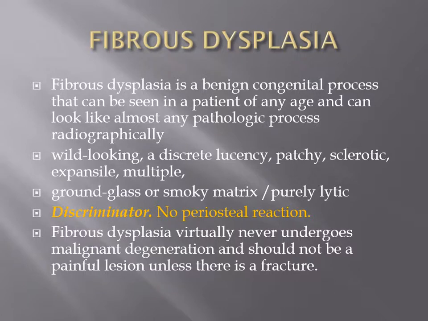So we'll start with fibrous dysplasia. This is a benign congenital process that can be seen in a patient of any age and can look like almost any pathological process. Wild looking, discrete lucency, patchy, sclerotic, expansile, and multiple. They can have a ground glass background or matrix, or even can be purely lytic. However, the discriminator for this lesion is that it doesn't have any periosteal reaction, which is seen in almost any other lesion. Fibrous dysplasia virtually never undergoes malignant degeneration and should not be painful unless there is a fracture.